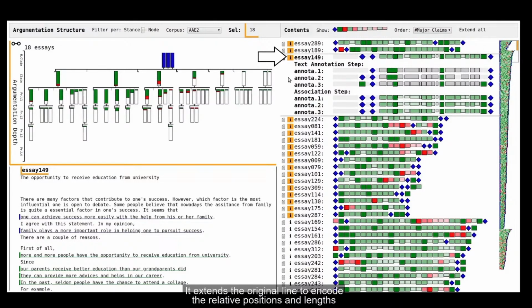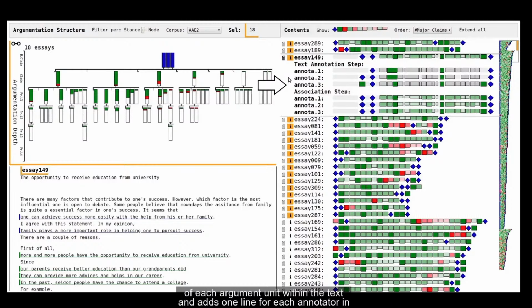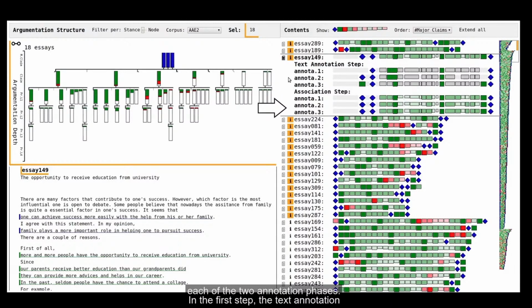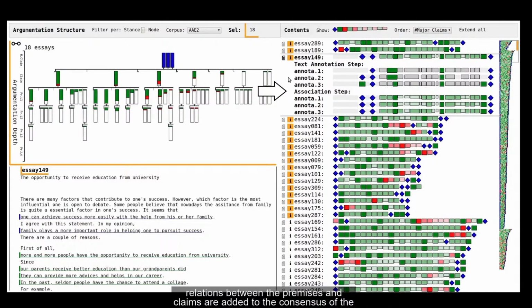It extends the original line to encode the relative positions and lengths of each argument unit within the text and adds 1 line for each annotator in each of the 2 annotation phases. In the first step, the text annotation step, the position, lengths, and types of all units are annotated. In the second step, the association step, relations between the premises and claims are added to the consensus of the first step.